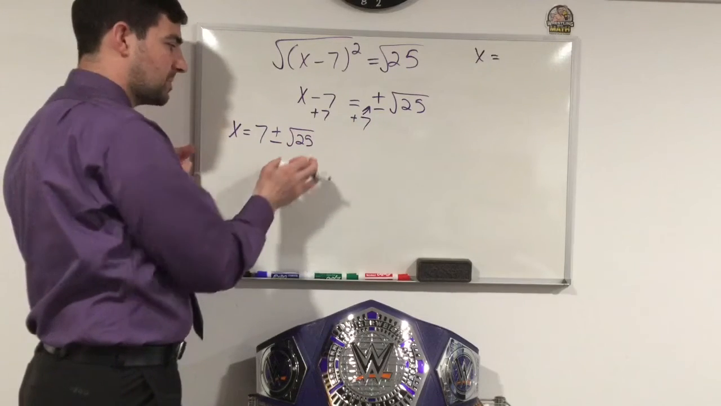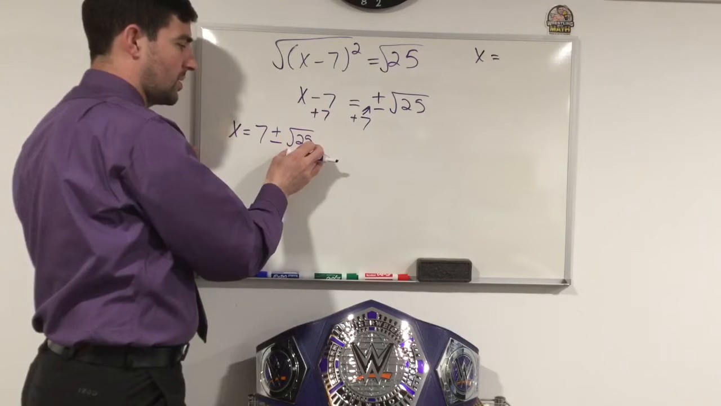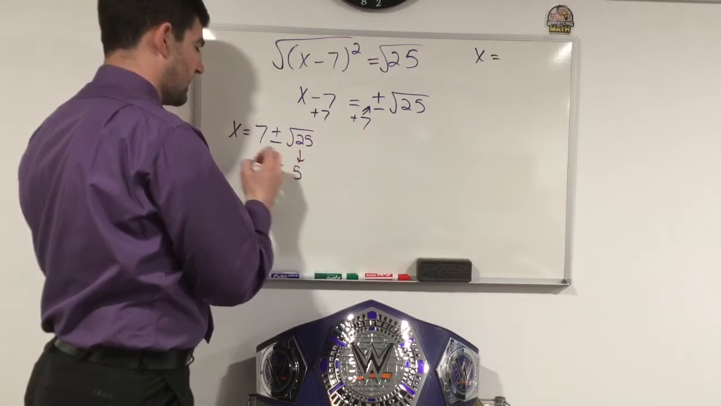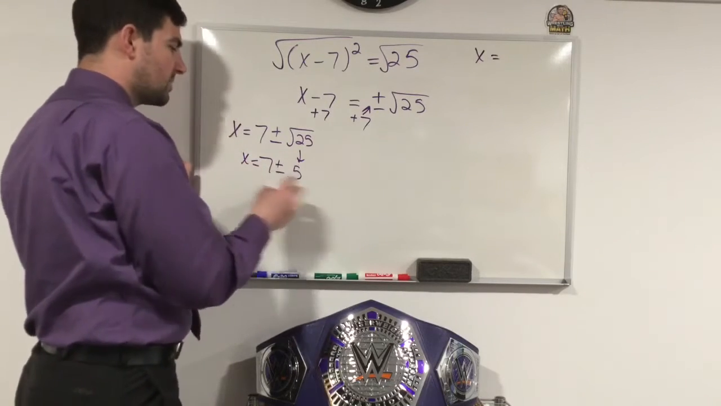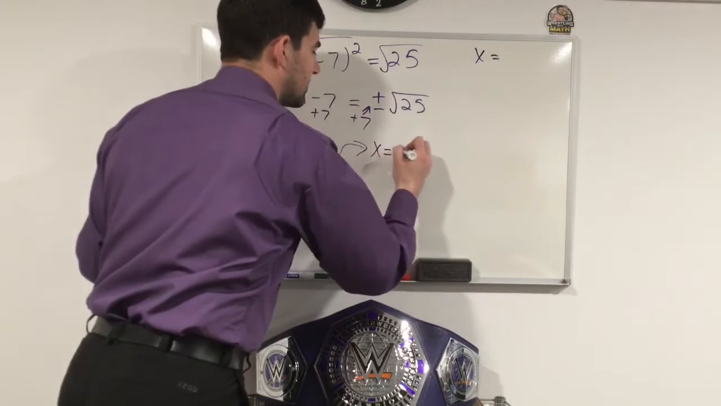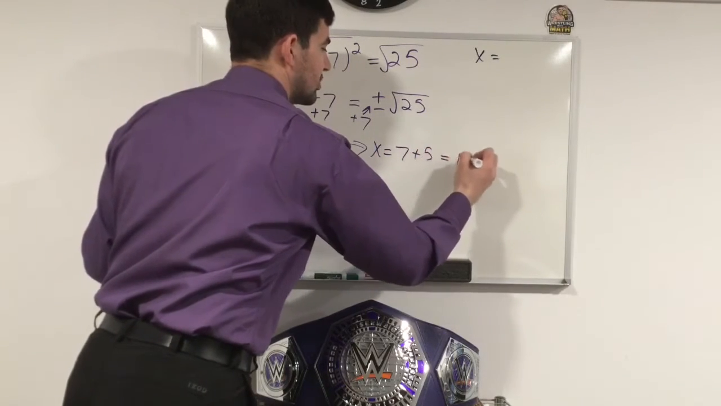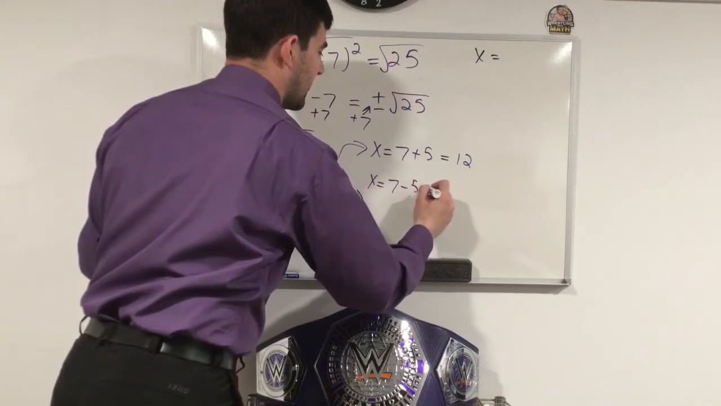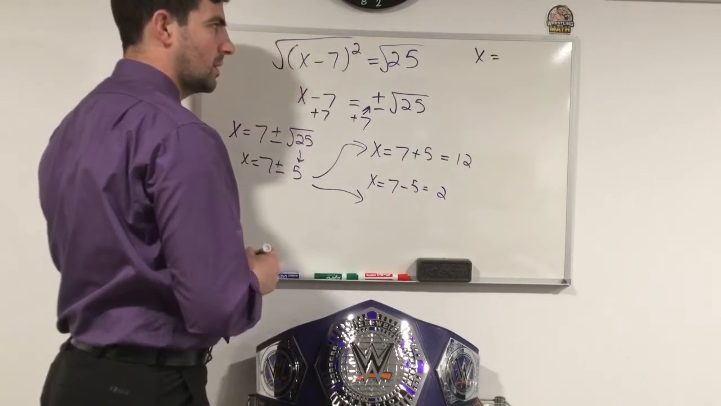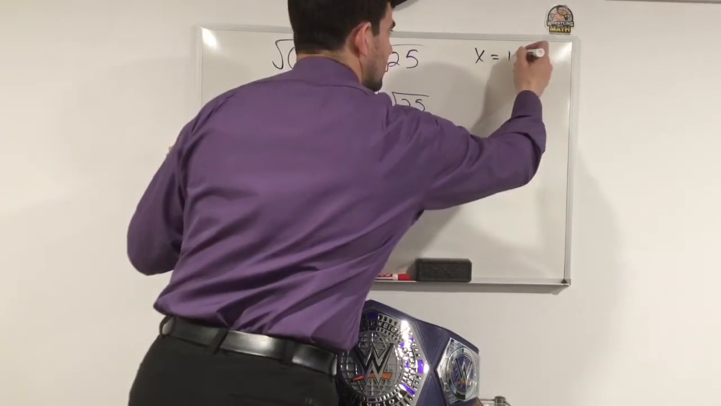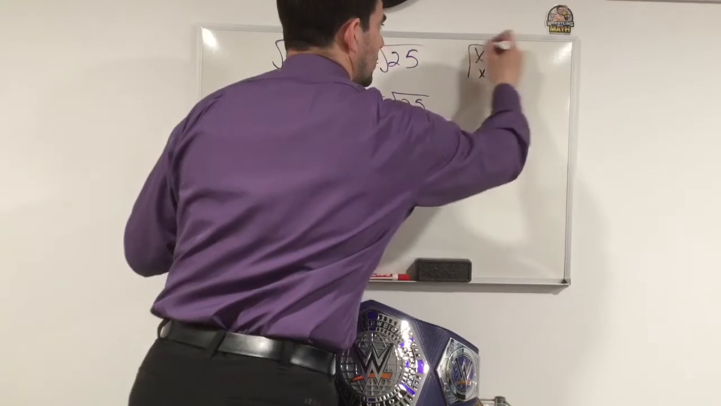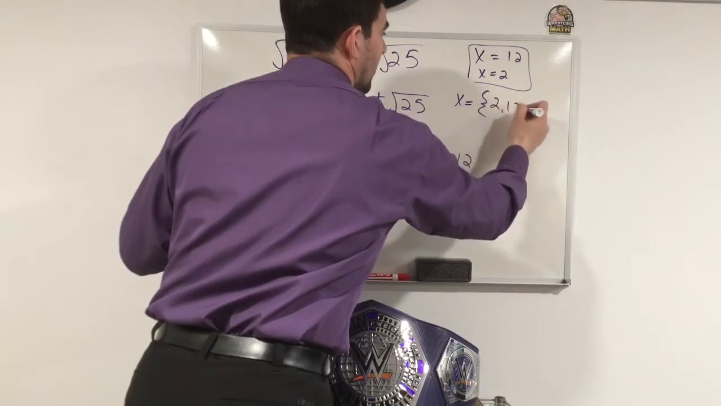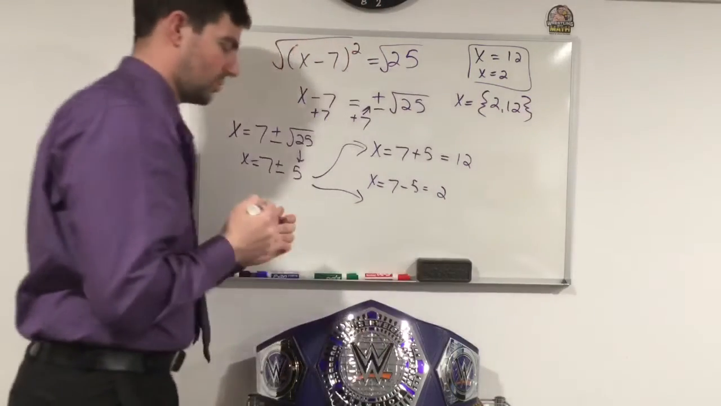From here, I see if I can simplify. Well, 25 is one of our perfect squares. That is 5. So 7 ± 5. And we could split this up. x = 7 + 5, which is 12. x = 7 - 5, which is 2. Which means that my solutions are x = 12 and x = 2, written like this, or I can do my curly brackets and have my solutions like that.